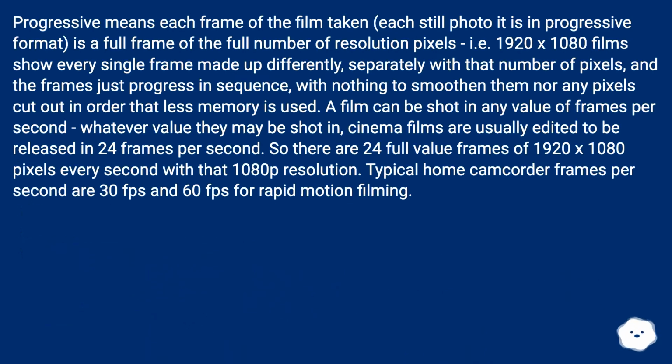Progressive means each frame of the film taken, each still photo in progressive format, is a full frame of the full number of resolution pixels, i.e. 1920 by 1080. Films show every single frame made up separately with that number of pixels, and the frames just progress in sequence, with nothing to smoothen them nor any pixels cut out so that less memory is used. A film can be shot at any value of frames per second. Cinema films are usually edited to be released at 24 frames per second. So there are 24 full frames of 1920 by 1080 pixels every second with 1080p resolution. Typical home camcorder frame rates are 30 fps, and 60 fps for rapid motion filming.